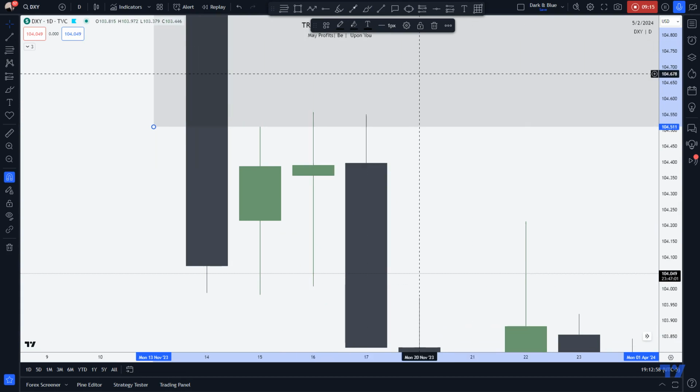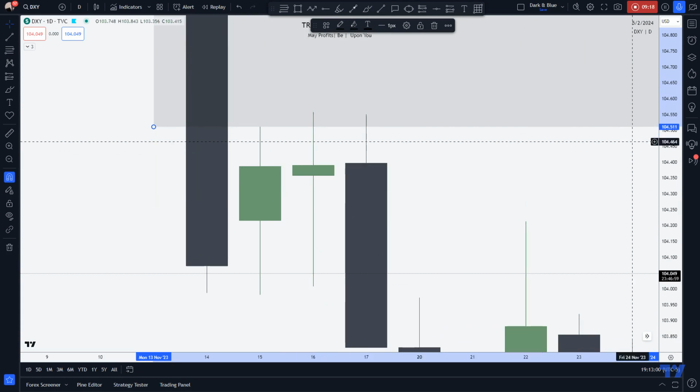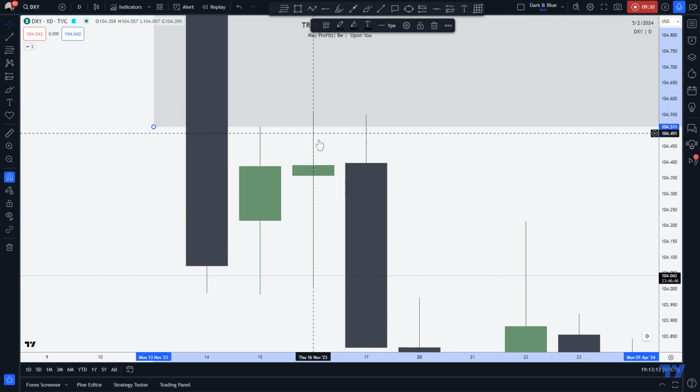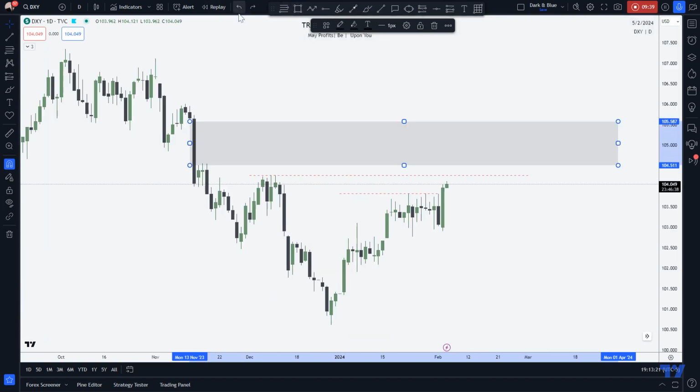That means it's weak. I don't expect it to hold. I think there's more potential for it to fail and be disrespected than respected. We'll see, right? But you can see price has already traded back into it, and that means it's already mitigated. Okay, let me get back there.